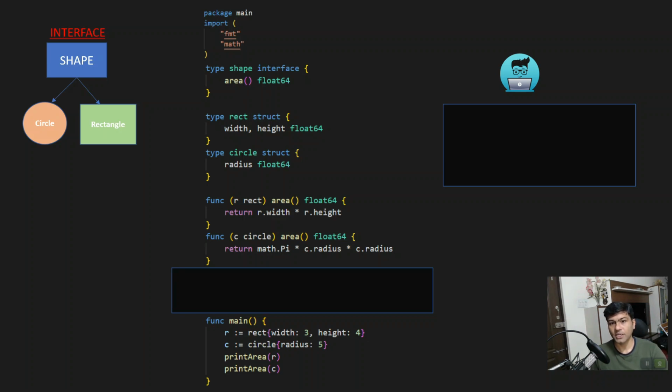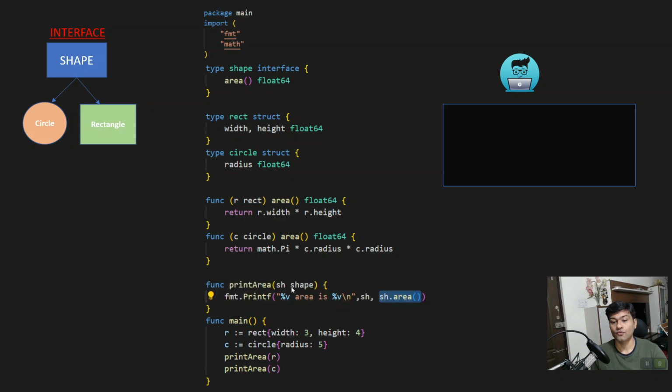Now we will create a printArea function which will call the area function of the particular rectangle or circle, based on whatever object we pass here. For that printArea, its argument is a Shape interface object. So the data type is Shape, the interface which contains the Area function, and we are passing it here as sh Shape. Now here we are printing it, and we are calling sh.Area. So if you pass a rectangle, then sh.Area will call the area of the rectangle, and if you pass a circle, then it will automatically call the circle's area function.